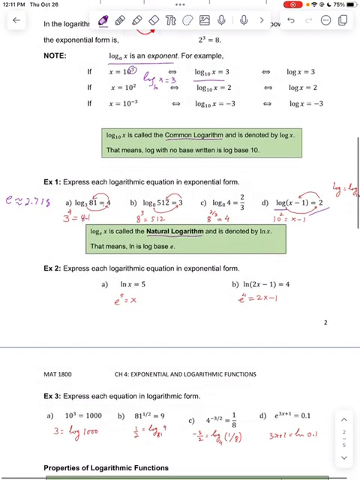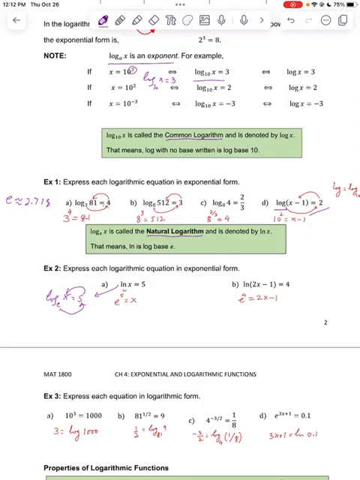So now if I have ln of x is equal to 5, what it means is that e to the 5 is equal to x. So the base here is e. In your head, you have to treat it like log base e of x is equal to 5. So now you can use the same trick. e to the 5 equals x.